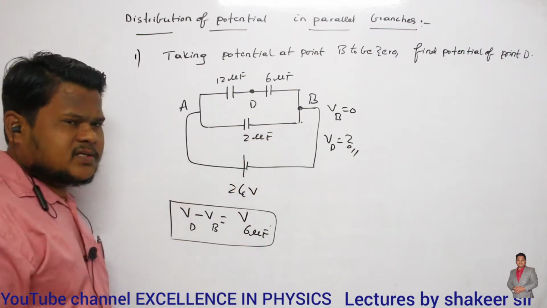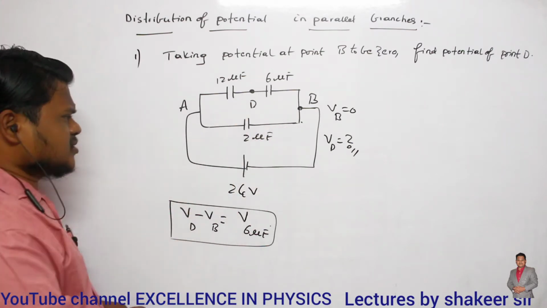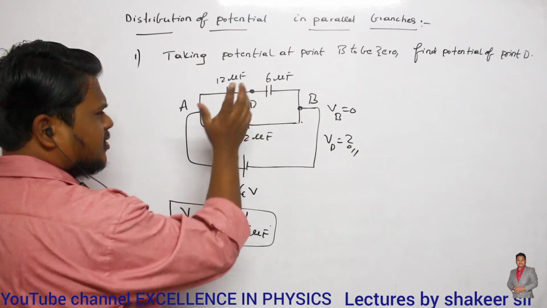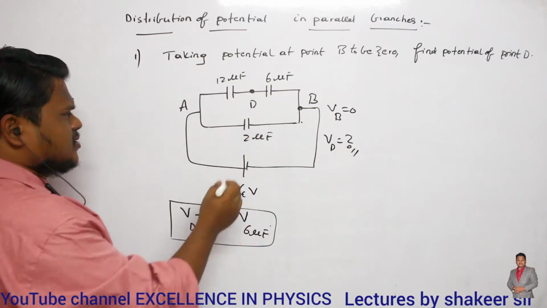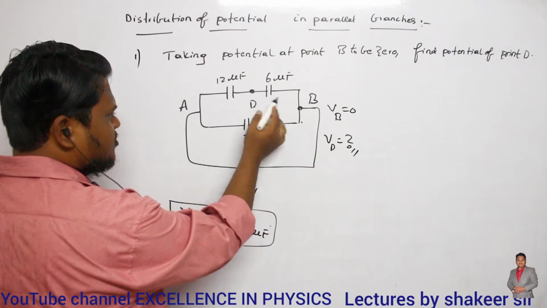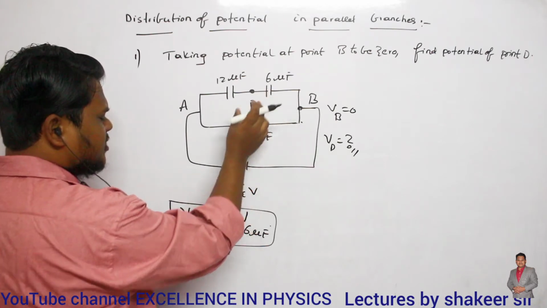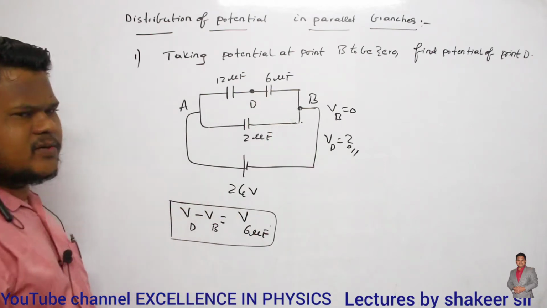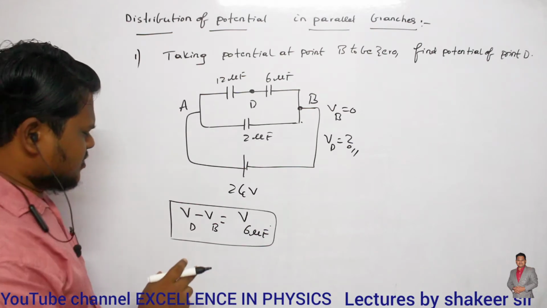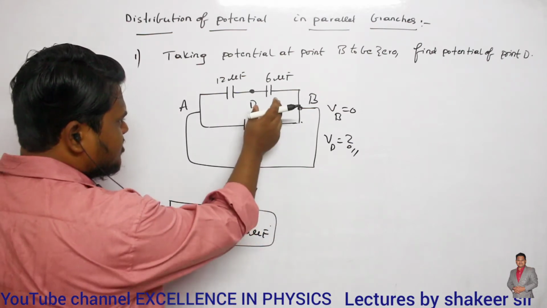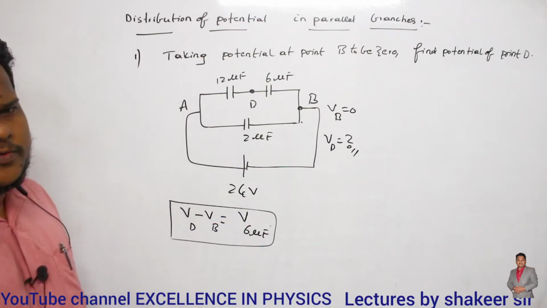Where this potential has gone, that potential is consumed by this 6 microfarads capacitor. So if you take the potential difference between these 2 points, that is nothing but the potential which is stored in the 6 microfarads capacitor. Now let us see how we can calculate the potential which is stored in the 6 microfarads capacitor.